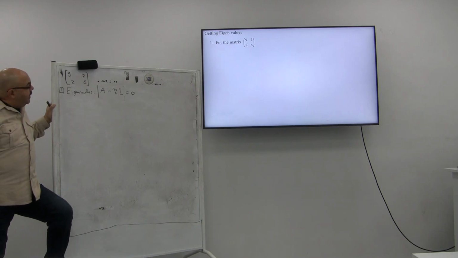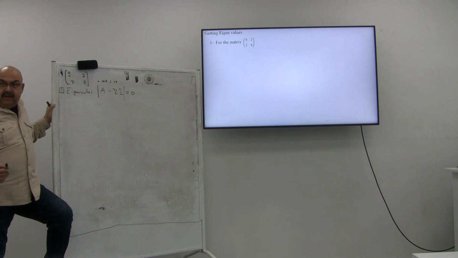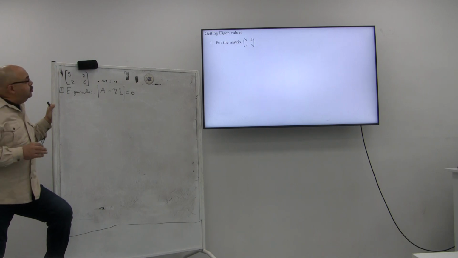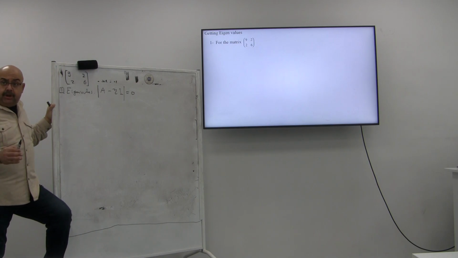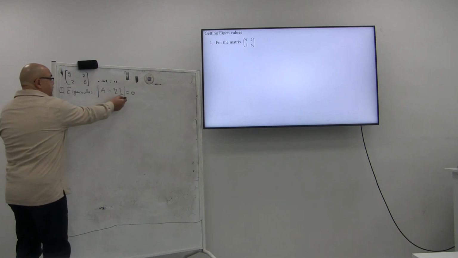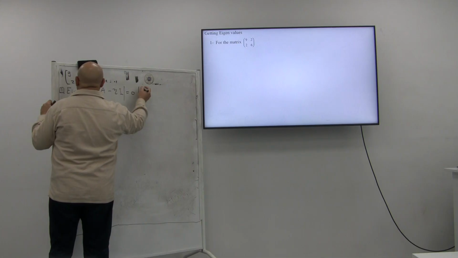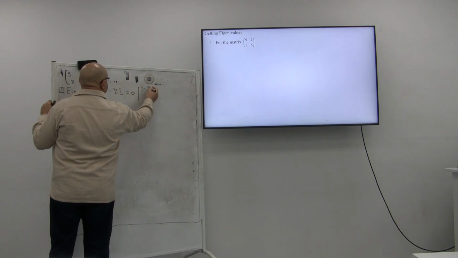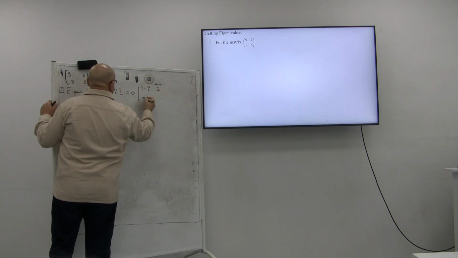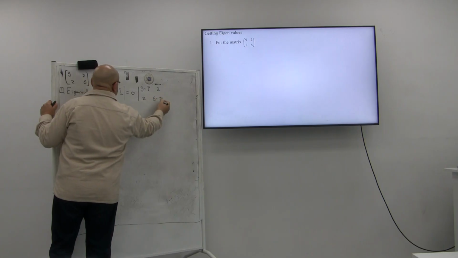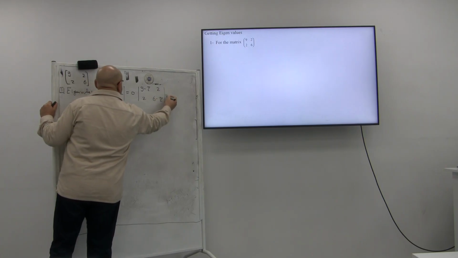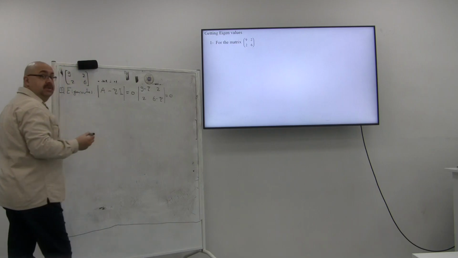So once you multiply by a scalar value, eta, it will appear on the diagonal elements of this matrix. Once you do the subtraction between matrix A and this matrix, all you will have to see is this determinant: 9 minus eta, 2, 2, 6 minus eta, and this determinant is equal to 0.